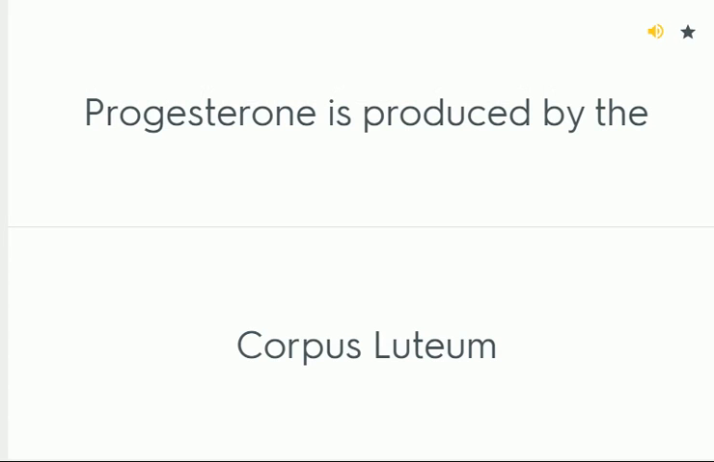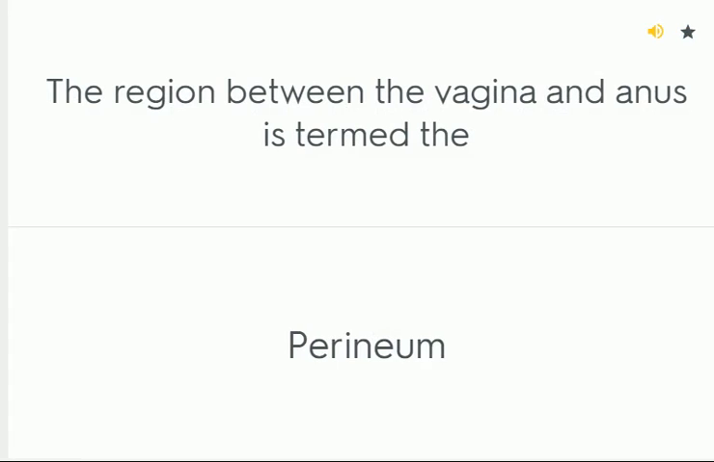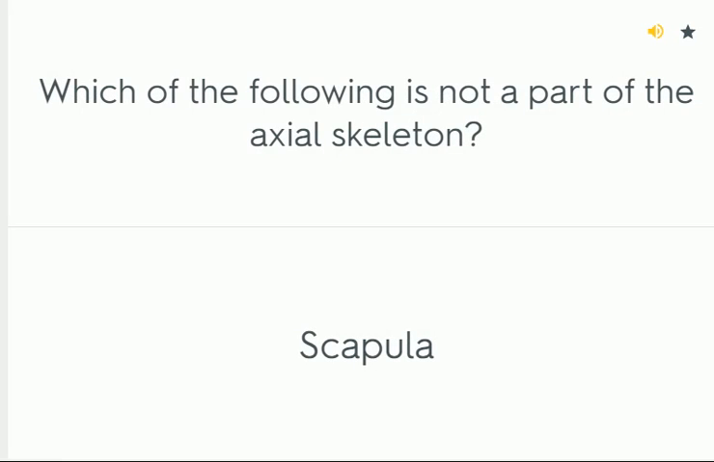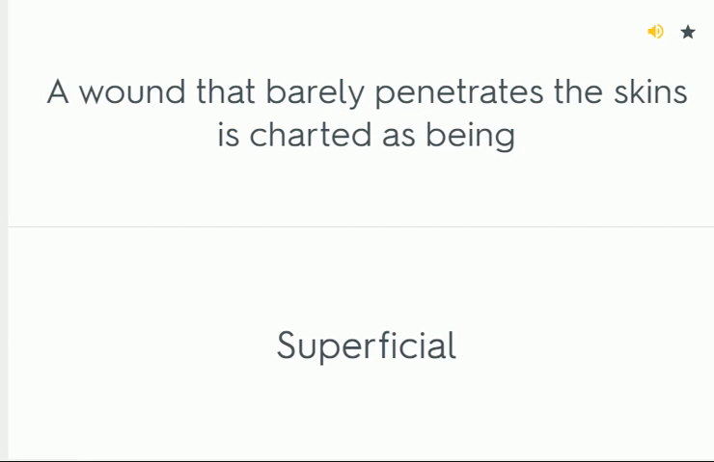Progesterone is produced by the corpus luteum. The region between the vagina and anus is termed the perineum. Which of the following is not a part of the axial skeleton? Scapula. A wound that barely penetrates the skin is charted as being superficial.